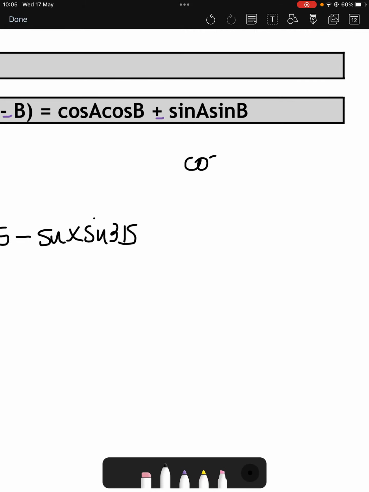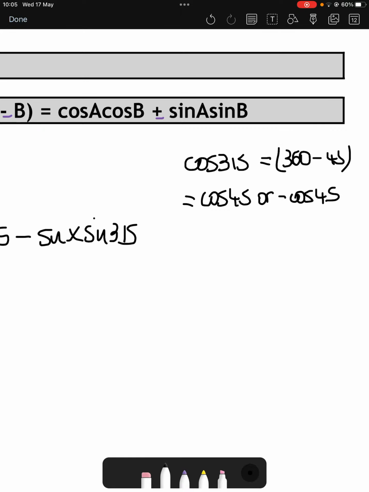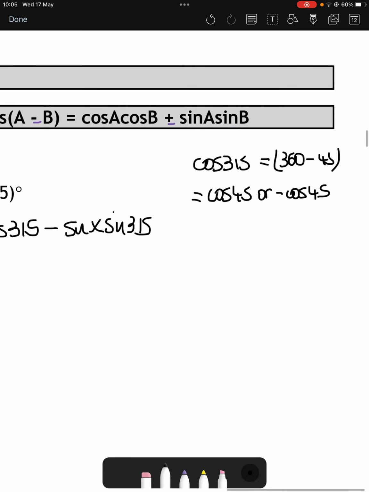So cos of 315. So the first thing is going to be 360 minus 45. Okay, so again, what you're saying is, okay, is it the same as cos 45 or negative cos 45? That's the question. Let's draw a wee quick cos graph. Okay, where's 315? Well, that's 270. We know it ends there, so 315 is in there, which is positive. So therefore, cos of 45 is 1 over root 2.